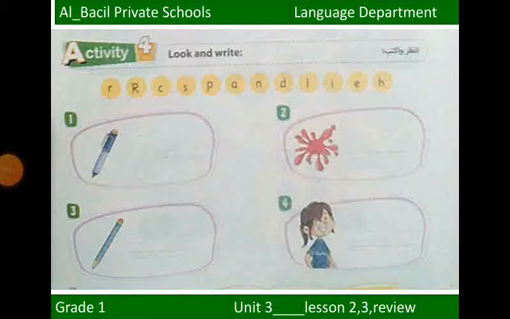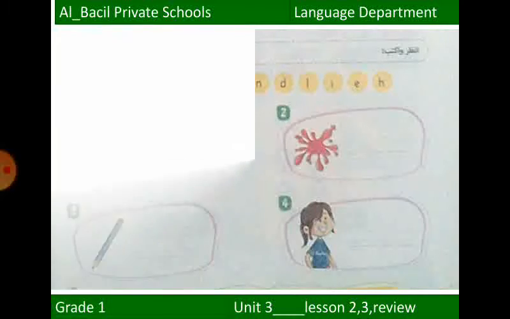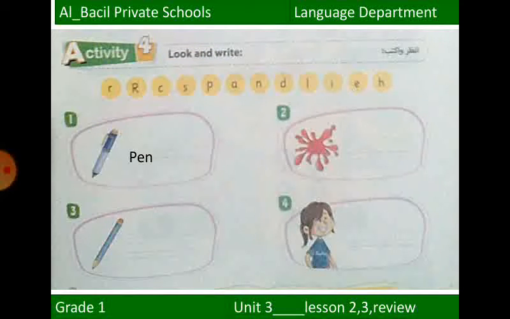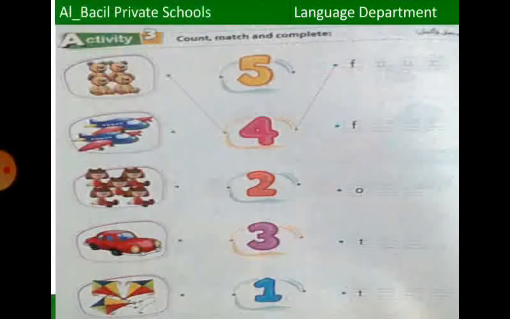Okay, let's do this exercise together. Look and write in the واكتب. The first picture. What's this? Yes, it's a pen. Number two. What's this? Yes, red. Number three. What's this? Pencil. Number four. What's this? Russia. Excellent.